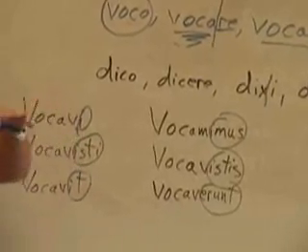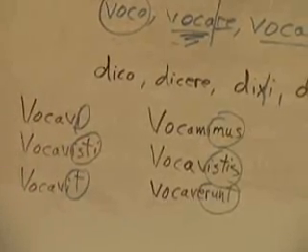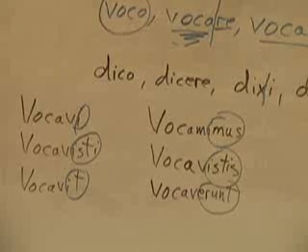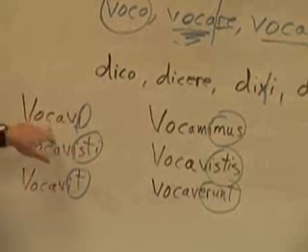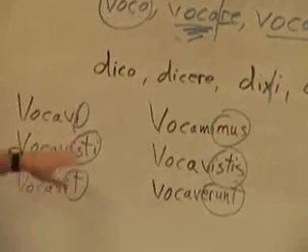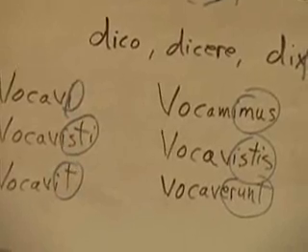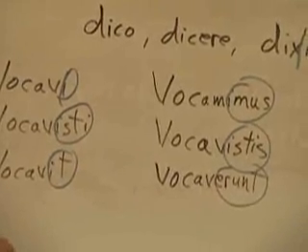So in the imperfect, you have a present stem with a BA and then m, s, t, mus, tis, nt. But in the perfect tense, you have the perfect stem plus the perfect ending. You're going to have to memorize the perfect endings. I, isti, it, imus, istis, erunt. That has to be memorized.